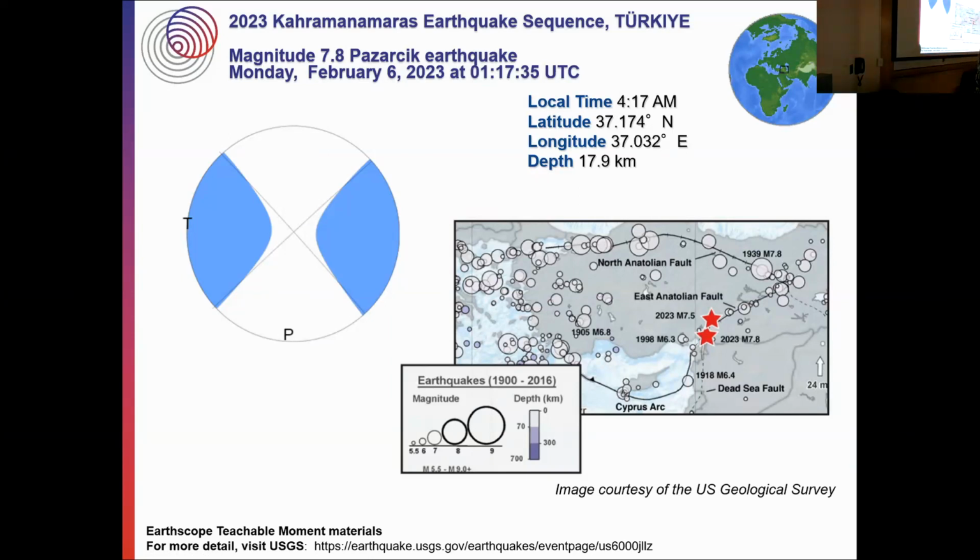Anyone here want to say the name of the earthquake sequence? Kahramanmaras. Rolled off someone's tongue the other day. Okay, so this is the Turkish earthquake sequence that happened last February 2023.